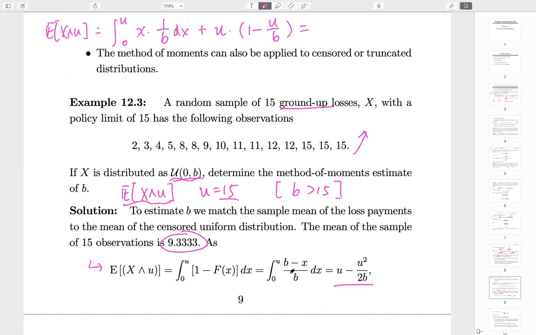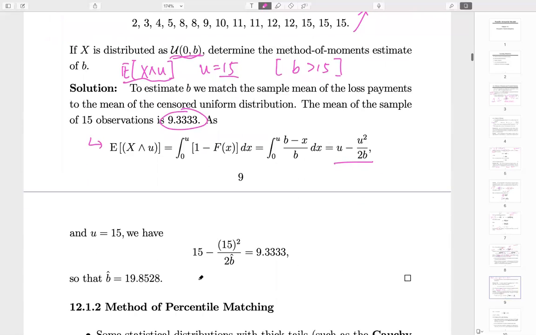We match this to 9.3333, so it's 9 plus 1 over 3. So you do the matching. U is already given, which is 15. So you easily get this result. Okay. So that's how you do the censored data.